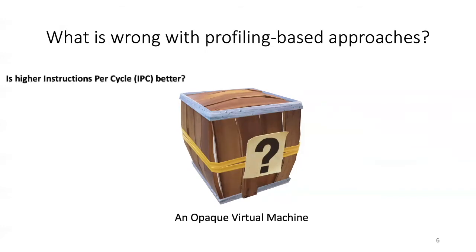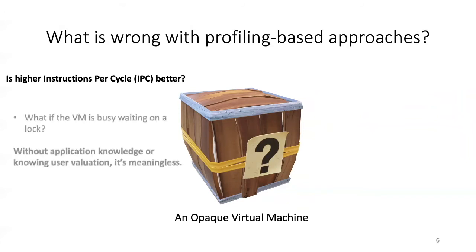Let's look at an example. Let's say that we want to use instruction per cycle as a metric of progress for our applications. Is it a good metric to be used in public clouds? No, because the VM could be just busy waiting on a lock. Without knowing the application or knowing the user valuation for increased IPC, it's meaningless.